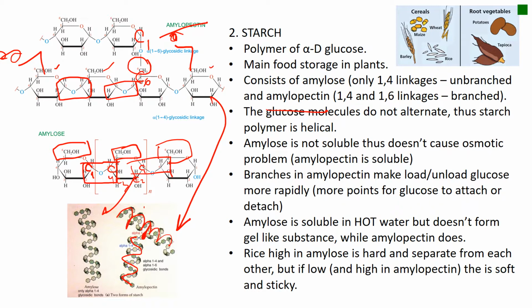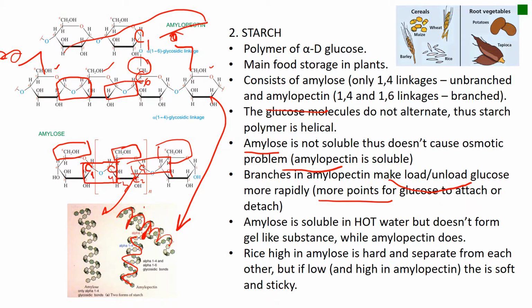Now, more differences between amylose and amylopectin. Amylose is not soluble, so this does not cause osmotic problems, right? While amylopectin is soluble. Then why do plants bother to have amylopectin? Because branches in amylopectin make unloading of the glucose more rapid. So it means that it's easier for them to store or break down the food storage, right? Because there are more points for glucose to attach or detach.